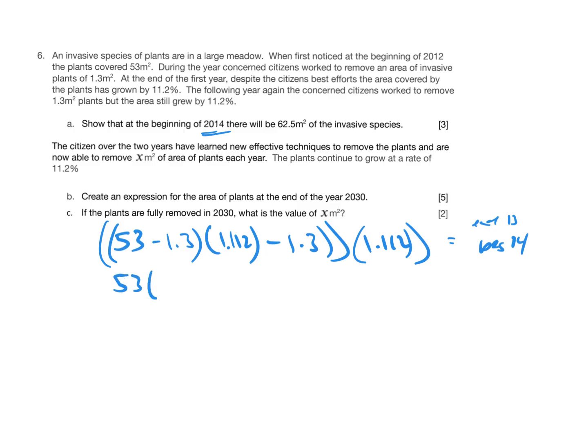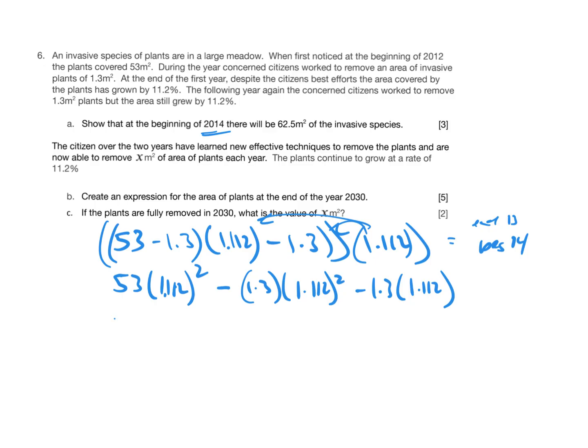And if I do this, looking for the pattern, it's 53 times 1.12, and there's going to be two of those as this gets multiplied in, minus 1.3 times the 1.12 squared, minus 1.3 times the 1.12. And if you multiply that in your calculator, you do end up with 62.5 meters squared. So now we know that at the beginning of 2014 or the end of 13, there's 62.5 meters squared of the species.